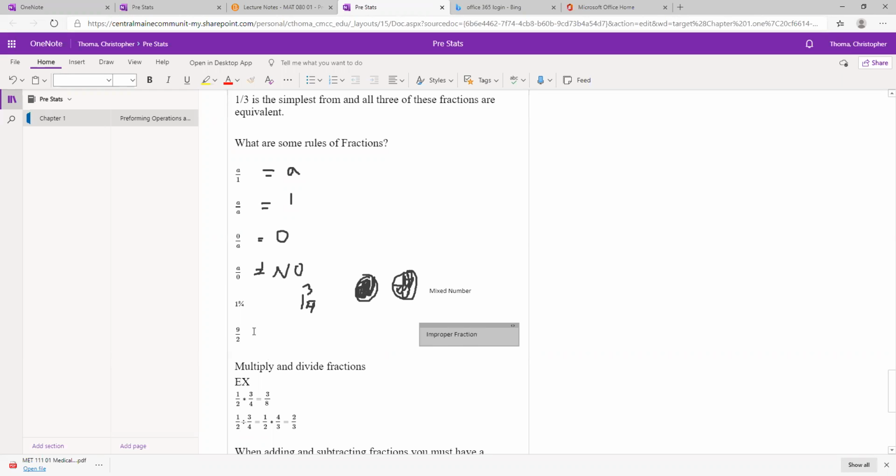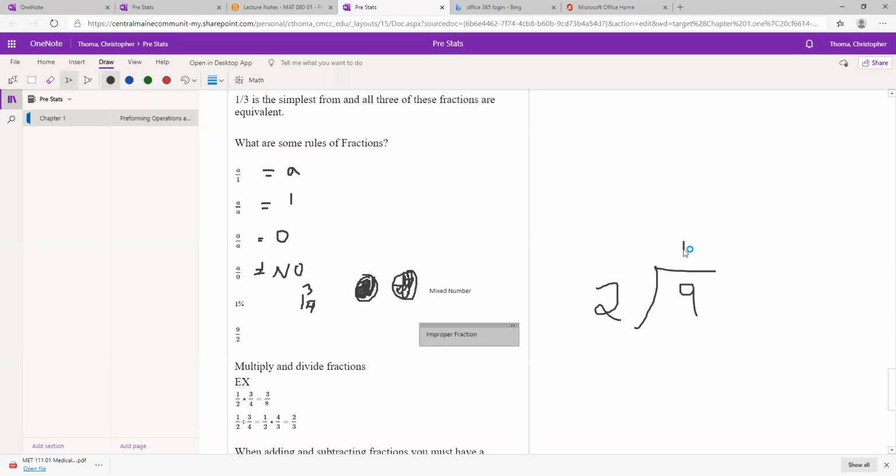I can take an improper fraction and make it into a mixed number by doing long division. So I take the denominator, 2, and divide that into 9. A little refresher of long division: 2 can go into 9 4 times, because 2 times 4 is 8. I subtract, I have a 1. This number is smaller than my denominator, so that's my remainder. So as a mixed number, this becomes 4 1/2. That's how I can convert the other way.